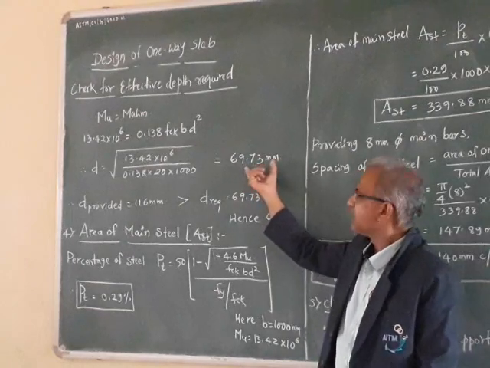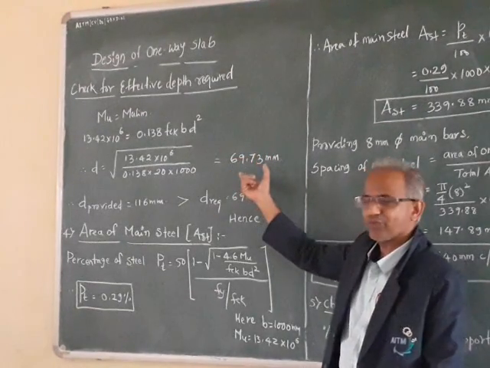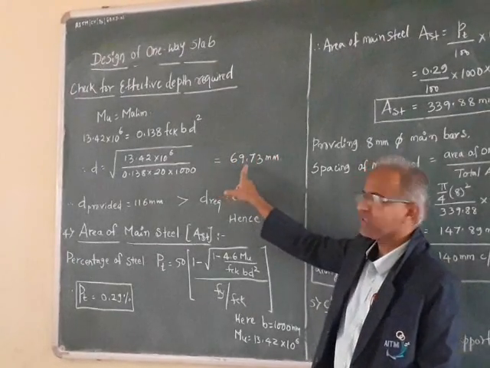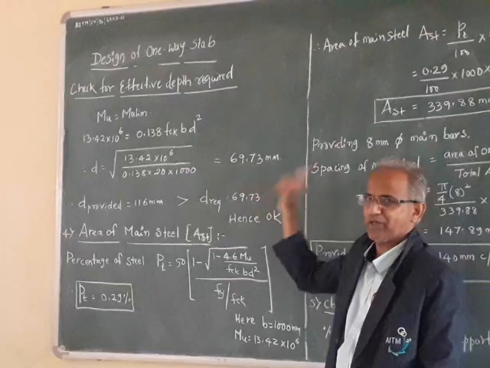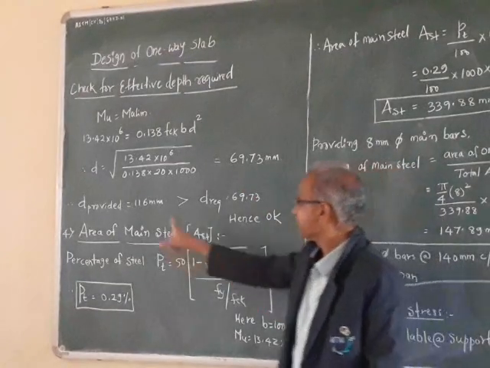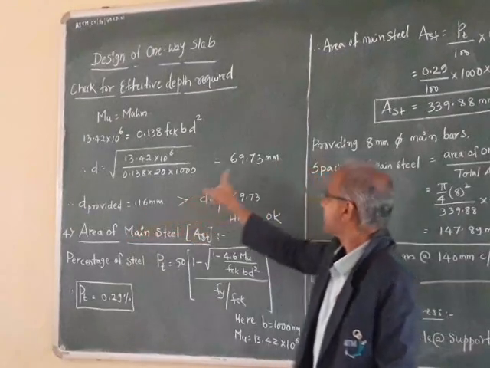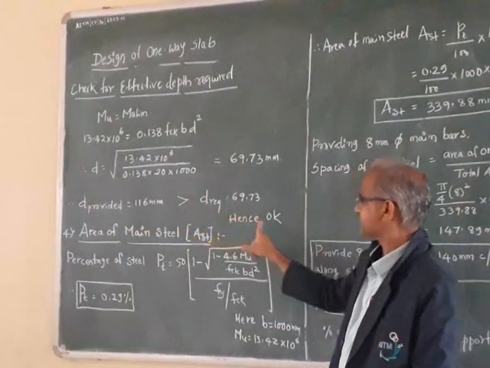Means to take that bending moment 13.42 into 10 raised to 6 Newton mm, how much depth is required? 69.73 mm. But actually how much are we providing? We are providing 116. So anyhow this is greater than what is actually required, hence it is safe.